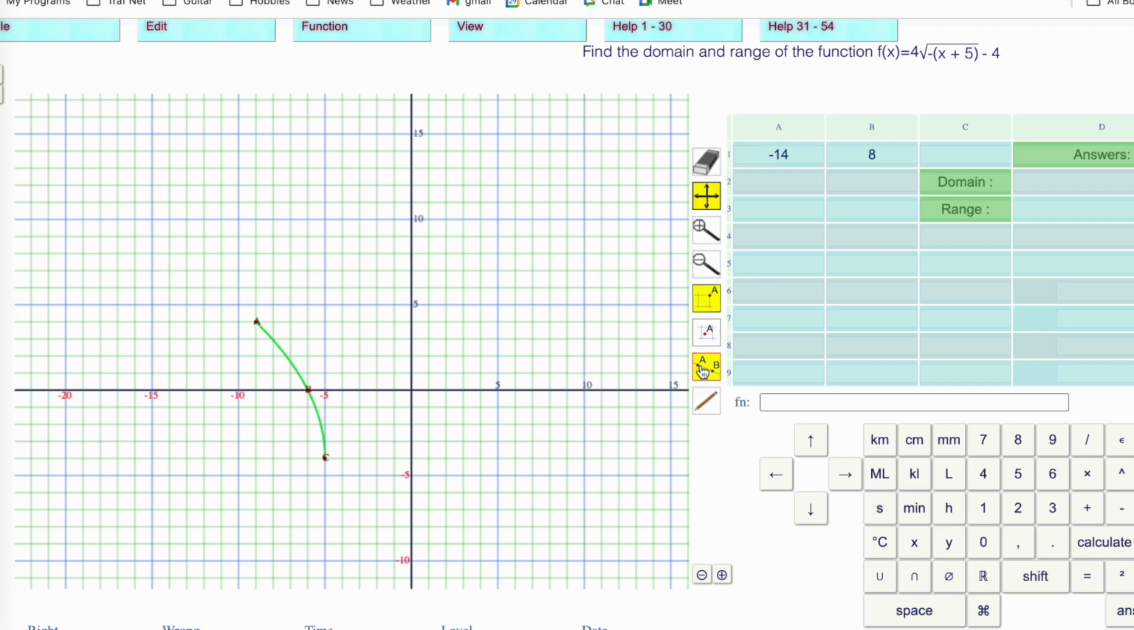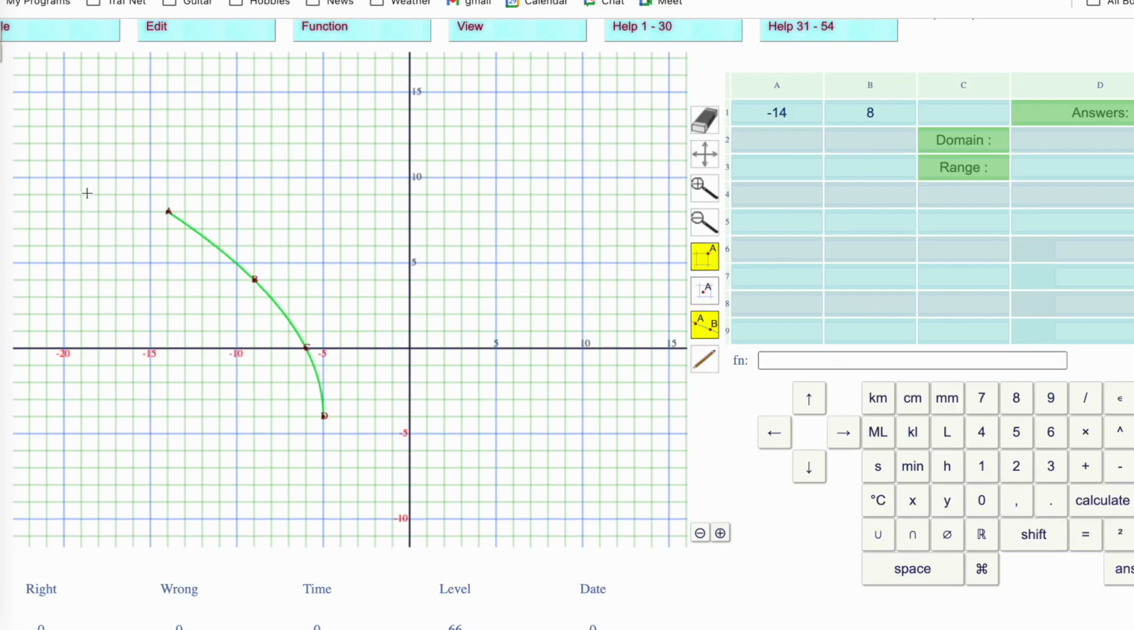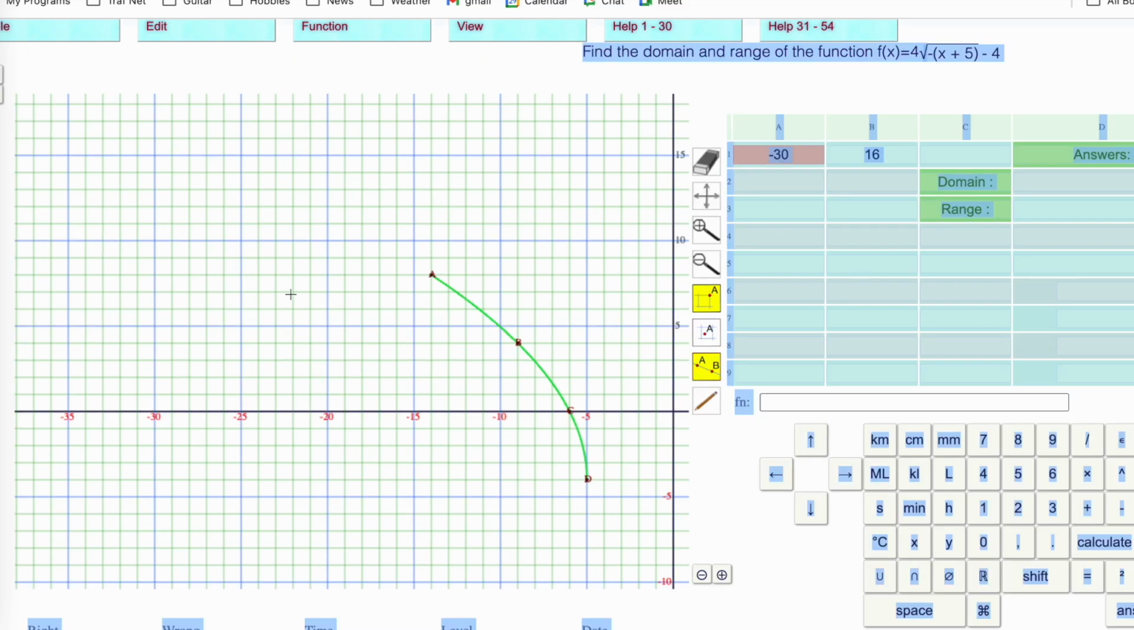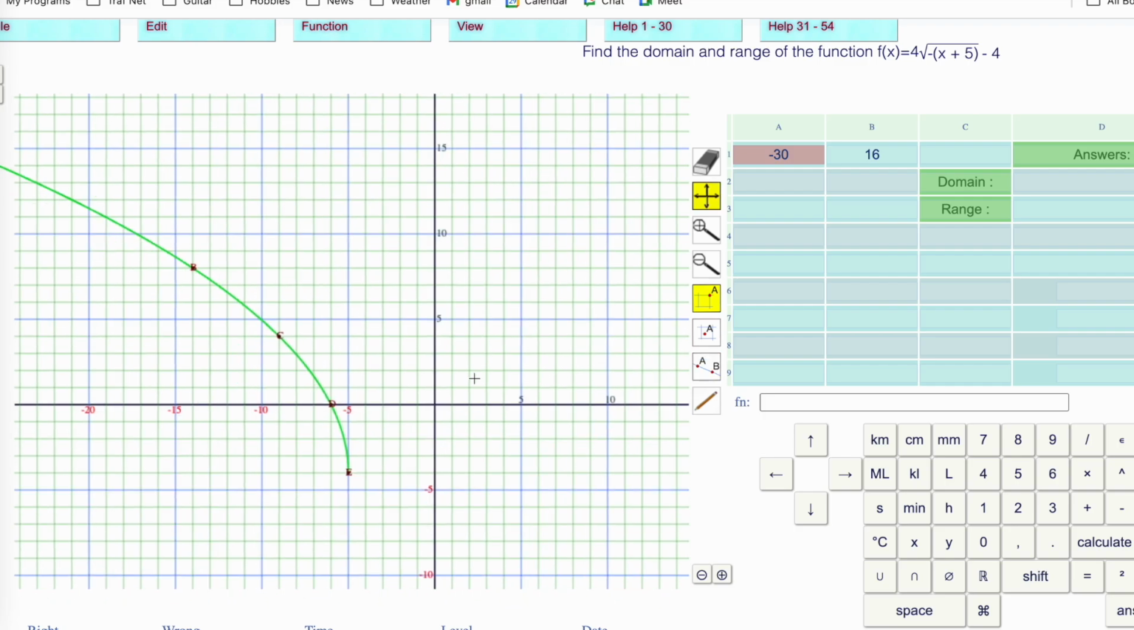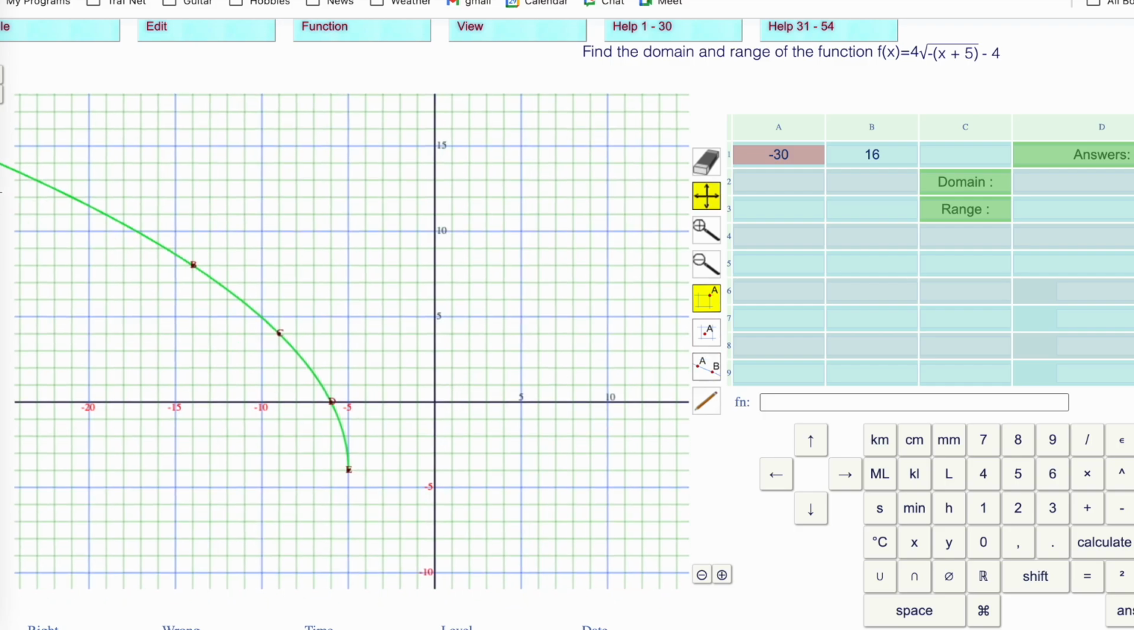It's just going to keep opening like this. It stops here. This is our vertex, and it's going to open up like that. Negative 30 is 16. Our graph is doing this, and it's going to keep going that way forever.